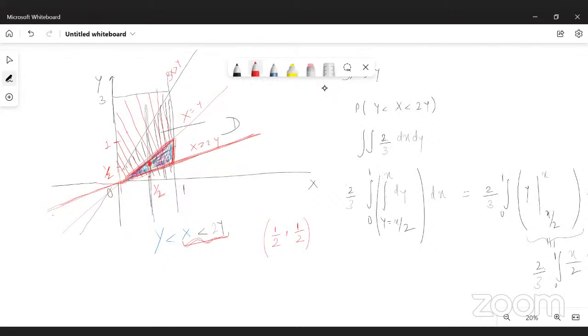Hello, am I audible, Anirban, now? Yes. I'm just asking that when we are saying that x is less than 2y, then why are we considering the upper part, not the lower part? I'm not able to comprehend this, so I asked this question.